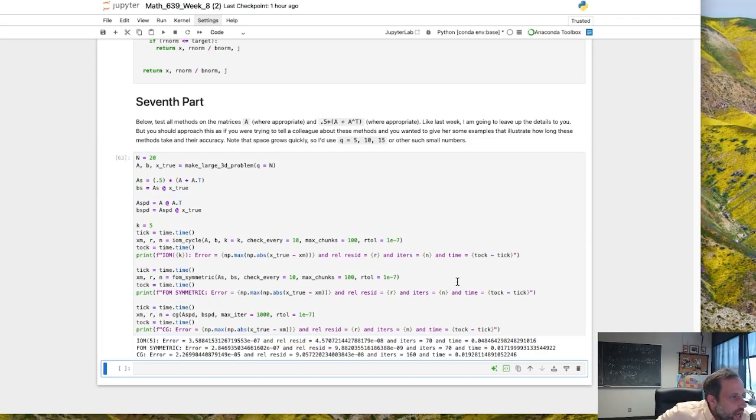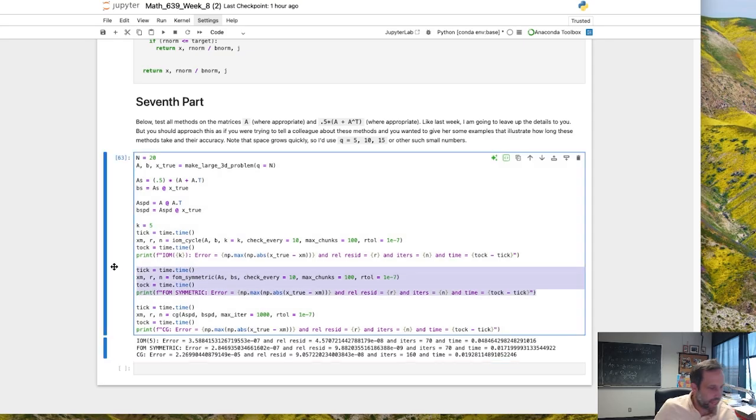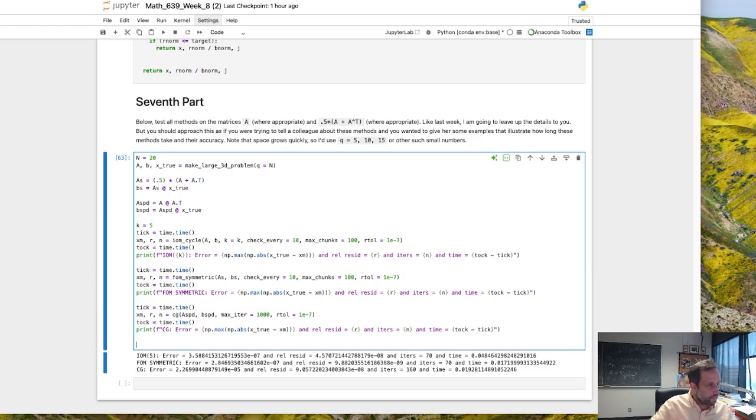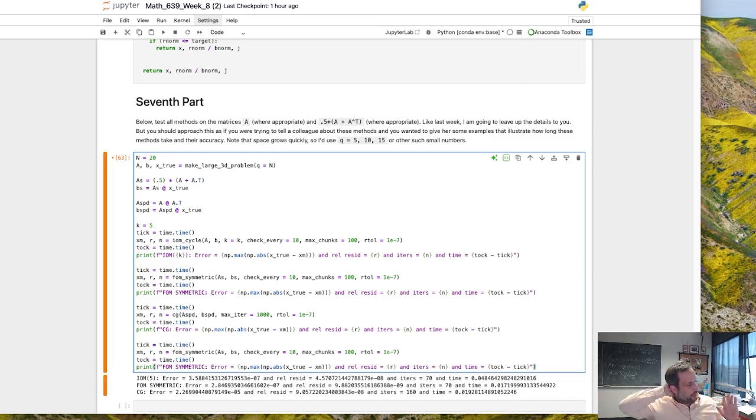So we have this, but now I'm going to actually look at this. ASPD is also a symmetric matrix, so I want to compare FOM symmetric on a symmetric positive definite matrix with conjugate gradient. I think it should basically be the same. So I'm going to have ASPD and BSPD. And notice we're not doing any sort of preconditioning here either. All right, so let's do this.